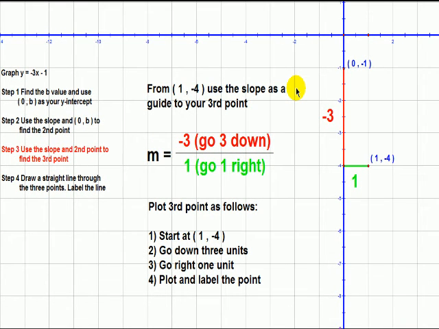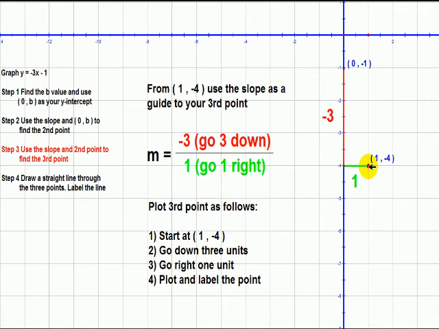From 1, negative 4, use the slope as a guide to your third point. Recall that the slope was negative 3 over 1, so you go down 3 units between 2 consecutive y values and go 1 unit to your right between 2 consecutive x values. Thus, to plot the third point, we follow these 4 steps. Start at 1, negative 4, go down 3 units, go 1 unit to your right, and plot and label the point. So, let's start at 1, negative 4.